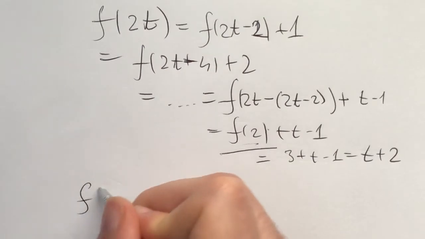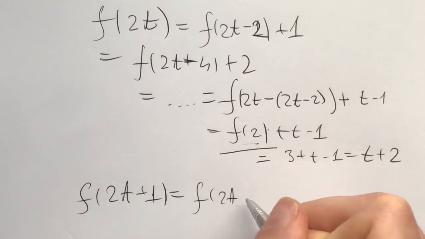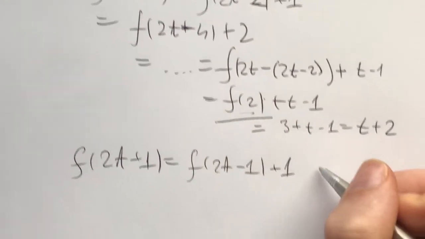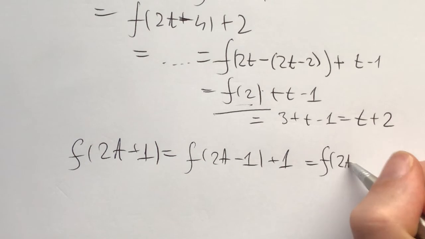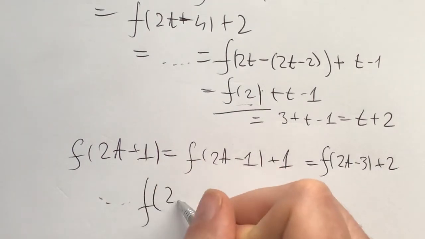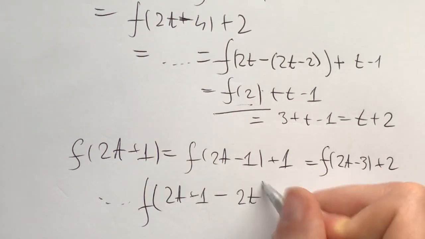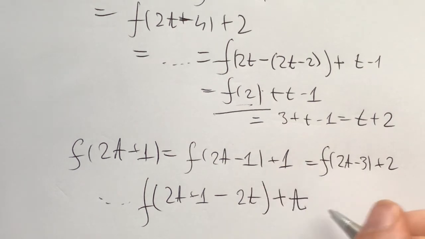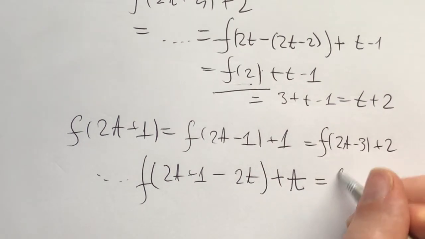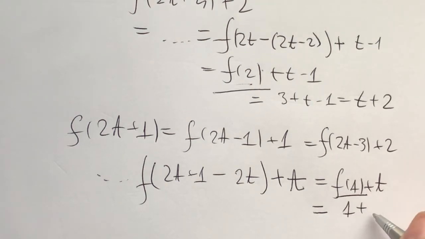And in a similar way, we will get that f of 2t plus 1 is going to be equal to f of 2t minus 1 plus 1. It's going to be equal to f of 2t minus 3 plus 2, all the way till f of 2t plus 1 minus 2t plus t, which is going to be equal to f of 1 plus t, which will be equal to, because f of 1 is equal to 1, this will be equal to 1 plus t.